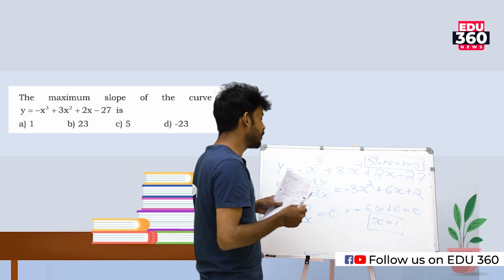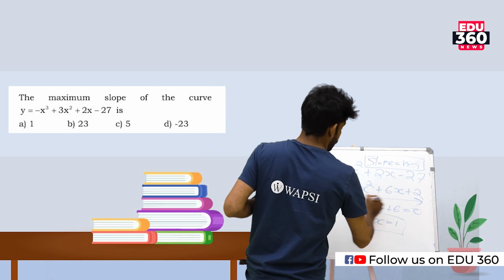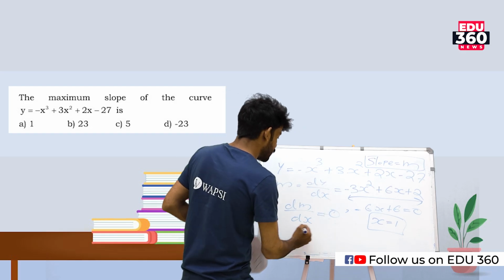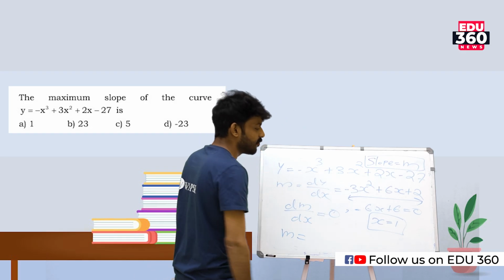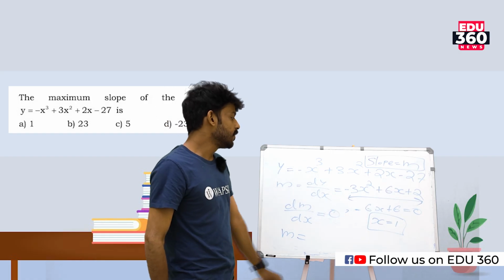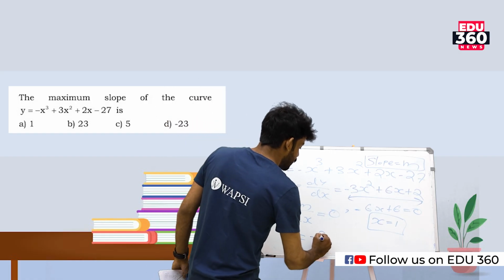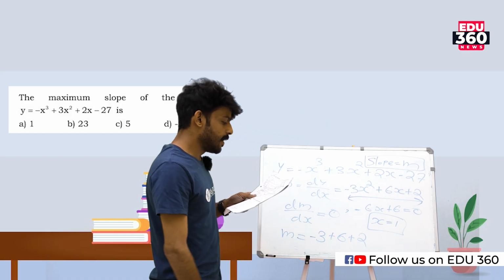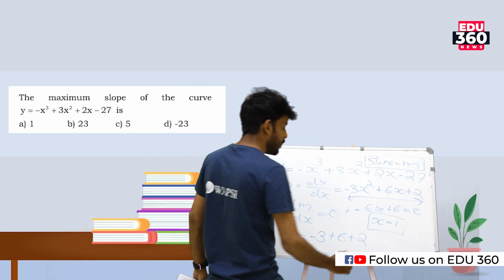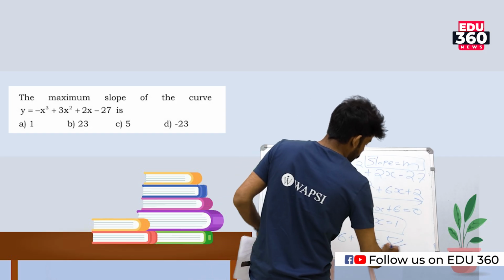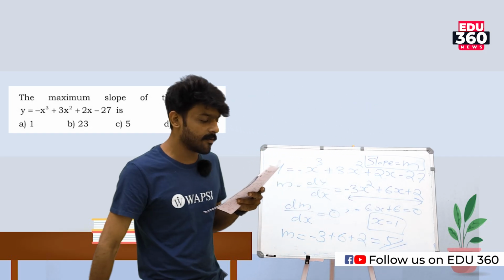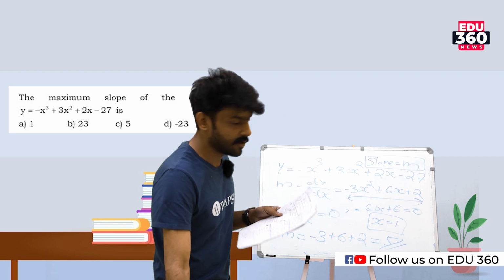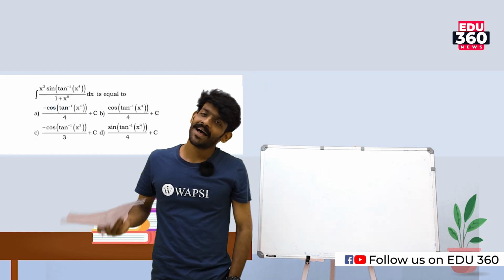Substitute the value of x is equal to 1 in order to find the maximum value of slope. If we substitute x is equal to 1, m will be equal to minus 3 plus 6 plus 2, and the answer is 5. So the maximum slope of the curve is 5. Here option C is the correct answer for this question. So we can move on to another question.